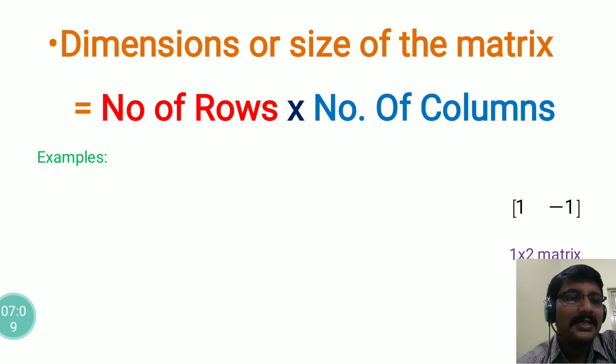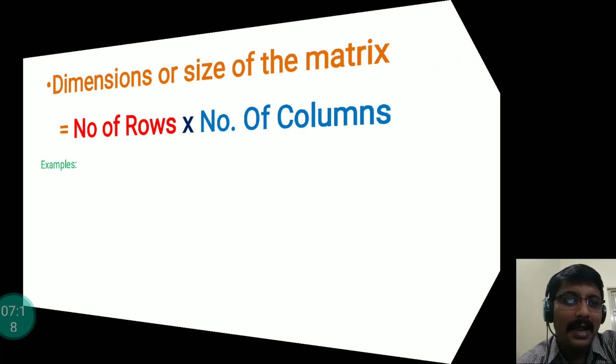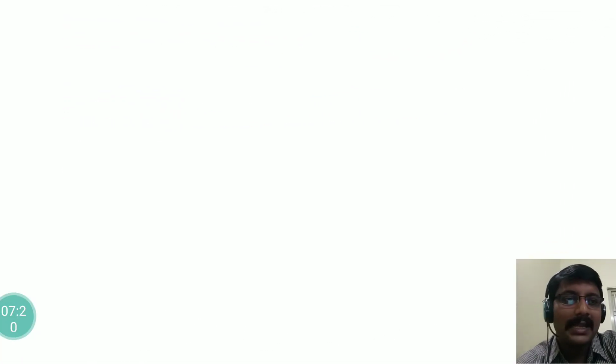So it is a 1 by 2 matrix which involves 1 row and 2 columns. So these all involve real numbers. We will consider in this chapter only real matrices, not complex matrices.